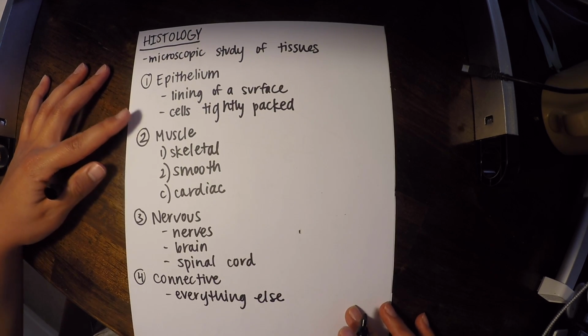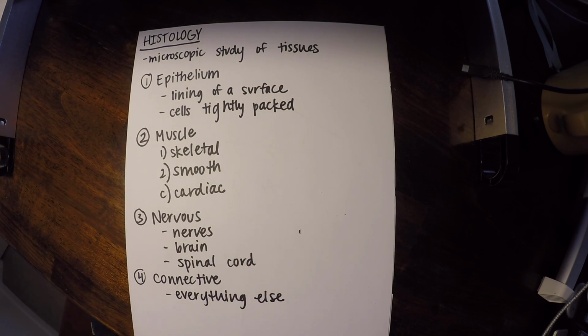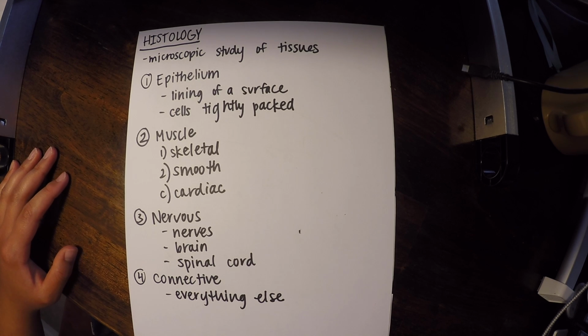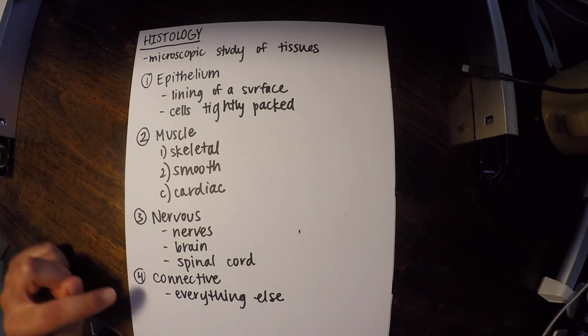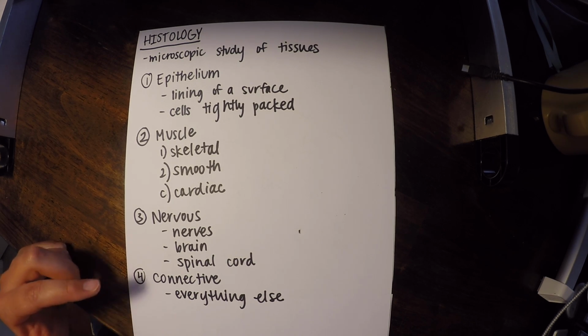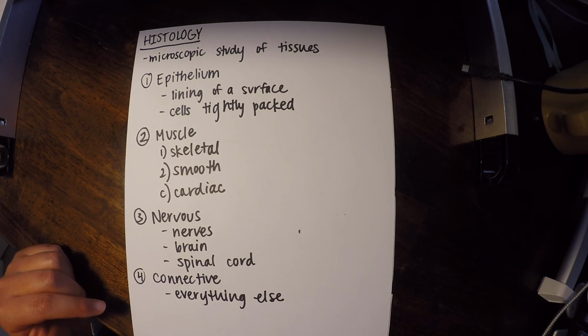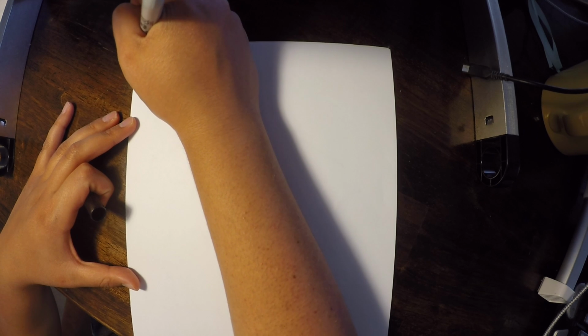All right, so keep this main outline in mind. What we're going to do now is go into each different category or type of tissue, break it down a little bit further, and look at the details about that type of tissue. So the first type we're going to take a closer look at is epithelium.